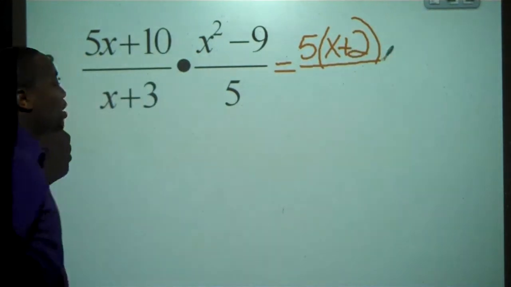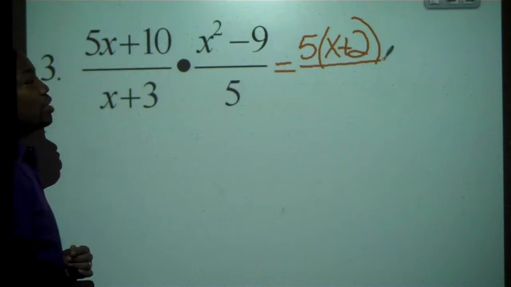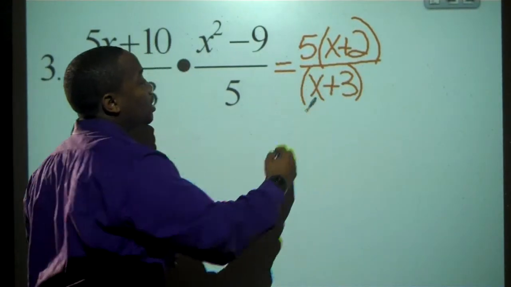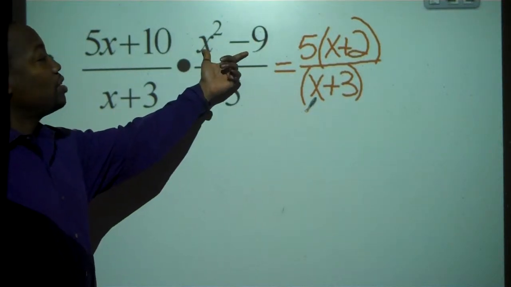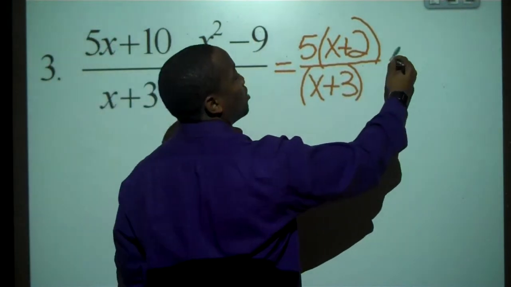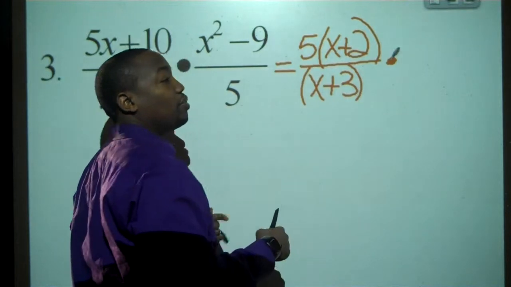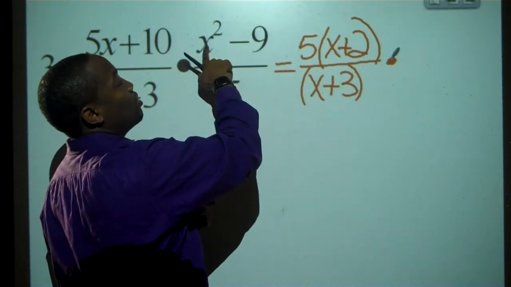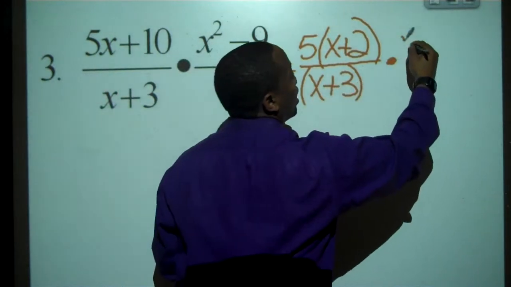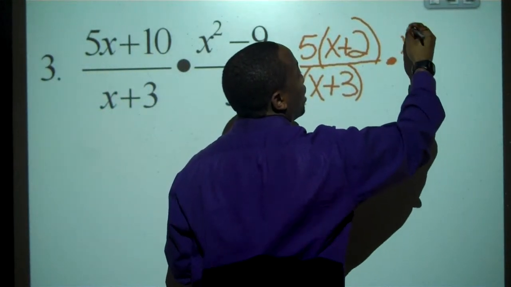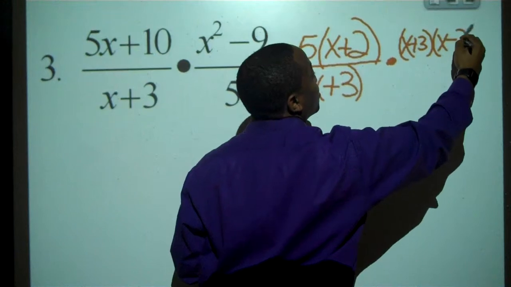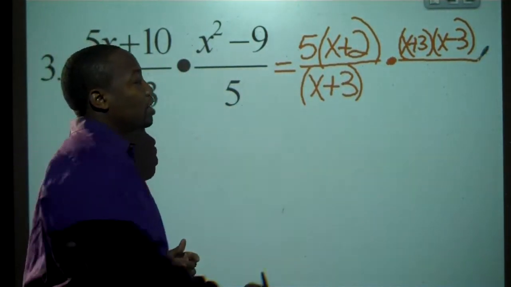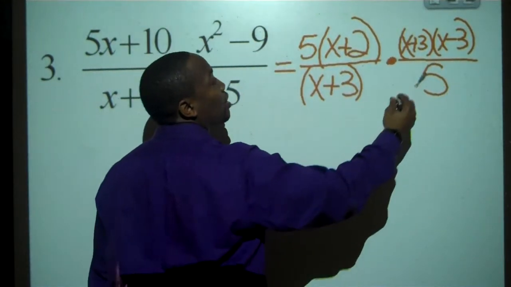Now, can I factor this out any further? No. So I'm going to leave this at x plus 3. Next one, can I factor out the top any further for this one? Yes, I can. I can do difference of squares, because we have a negative here, and we have a perfect square here, and we can do the square root of this. So this will just give me x plus 3 and x minus 3 over, now can I break this one down any further? No. So I'll leave a 5 here.